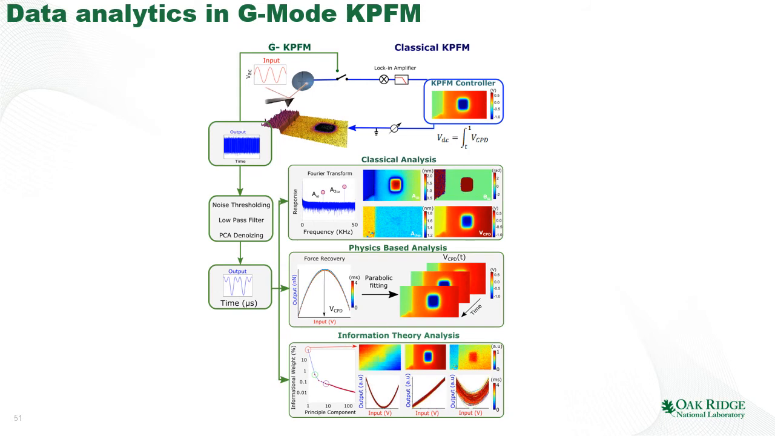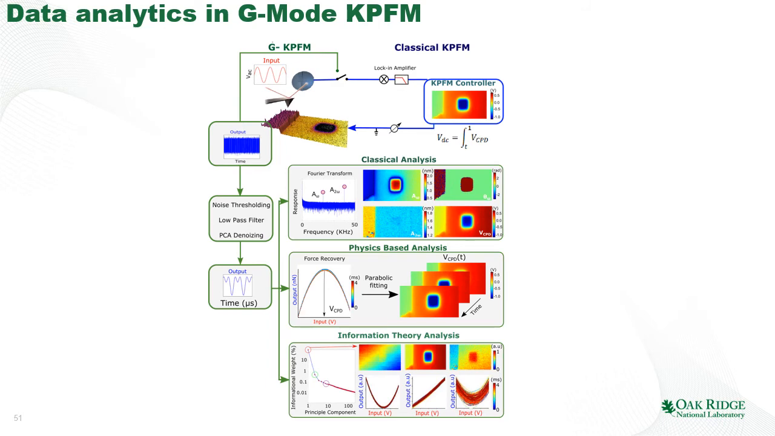But we can do more elegant things. For example, if we have the full trajectory of the cantilever, we no longer have to get the first and second harmonic. We can simply reconstruct the force acting on the cantilever and directly reconstruct this parabolic tip surface force. And then finding the surface potential becomes trivial. Or we can use the same information theory analysis based on the principal component analysis and more complex techniques to separate the measured signal into relevant components.